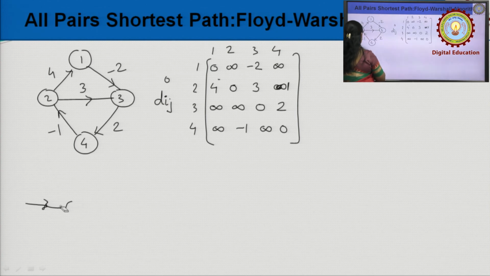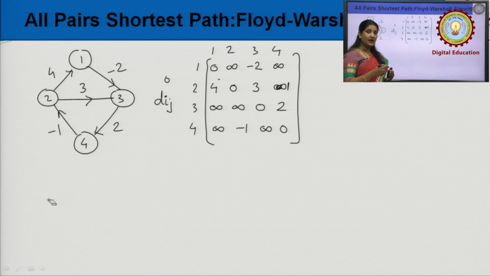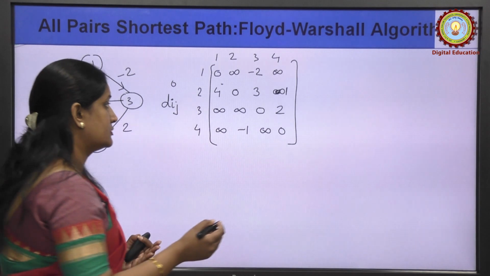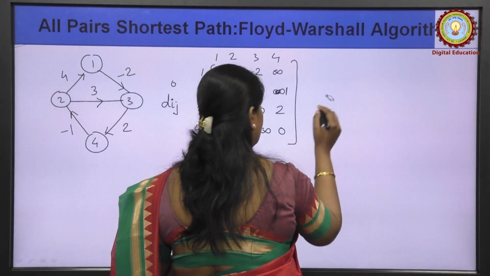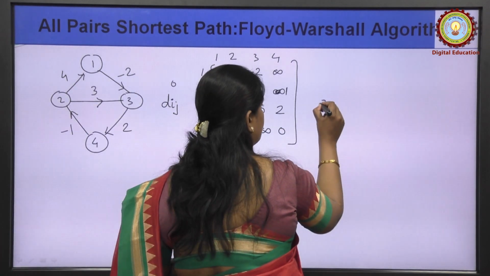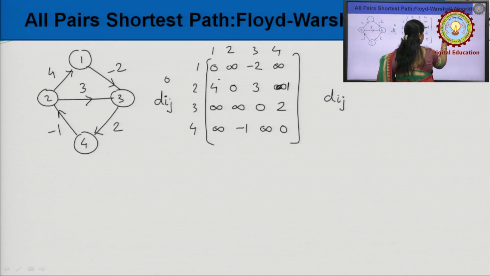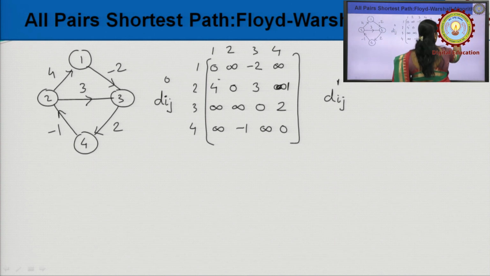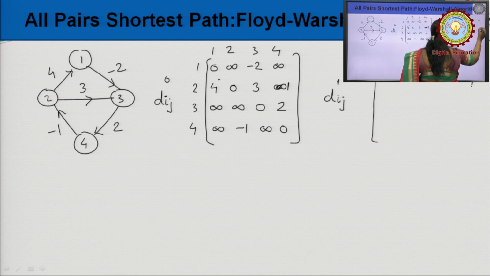Then we consider the next matrix. In this solution we create the matrix. Now we consider the matrix with intermediate vertex 1. That means if there is a shortest path via vertex 1, the distance matrix is Dij, the distance matrix with intermediate vertex 1. Rows and columns are labeled by the number of vertices.